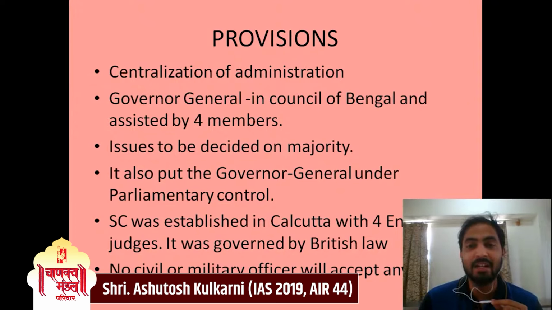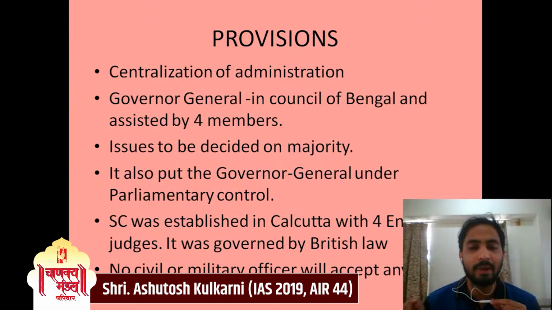You will find that the Governor General was put under parliamentary control. It basically meant that the East India Company had to give its accounts, that is, how is it gaining money, where is it spending money, all this account had to be placed before the British Parliament for auditing. So this will also regulate the affairs of the East India Company.